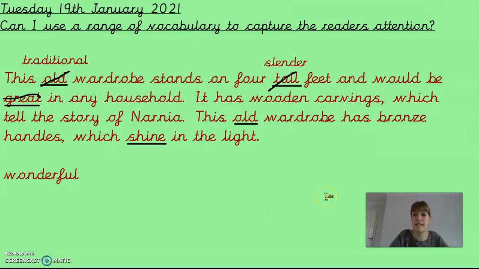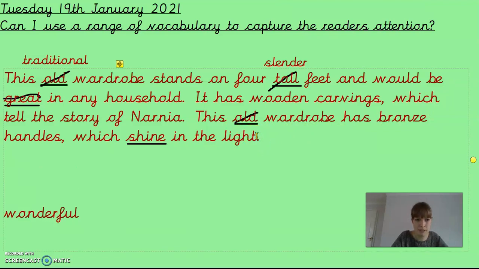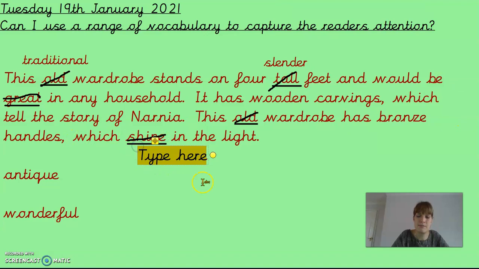Okay, it has wooden carvings which tell the story of Narnia. This old wardrobe has bronze handles which shine in the light. I'm going to change old, I'm going to put across there. I'm going to have to pop it down with wonderful, just because it won't let me type it. So I put this antique wardrobe has bronze handles which glisten in the light. Wonder if any of you got the same vocabulary as I've got.